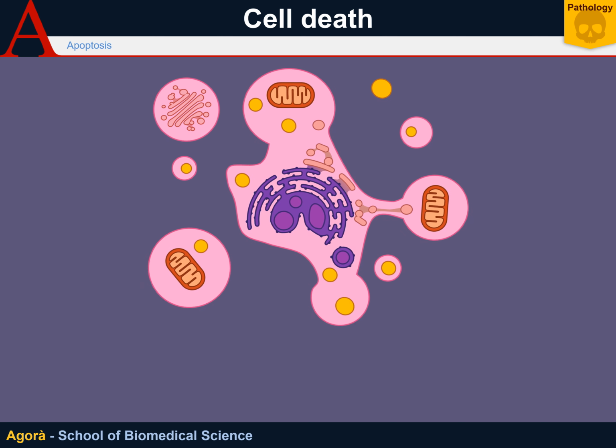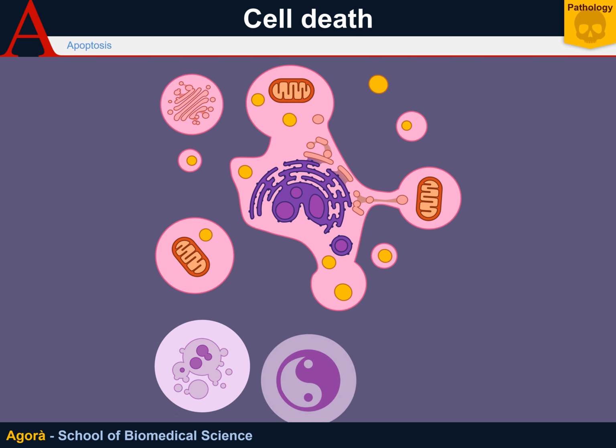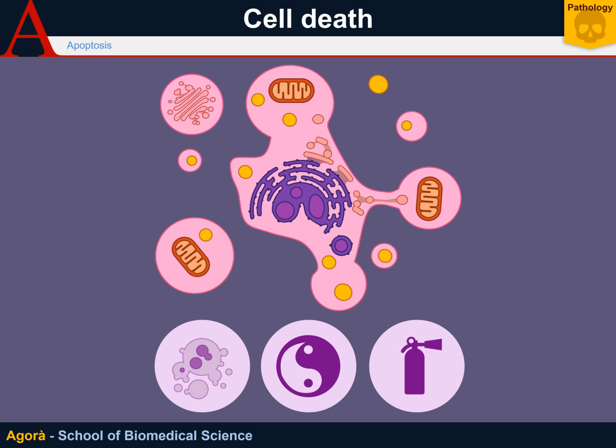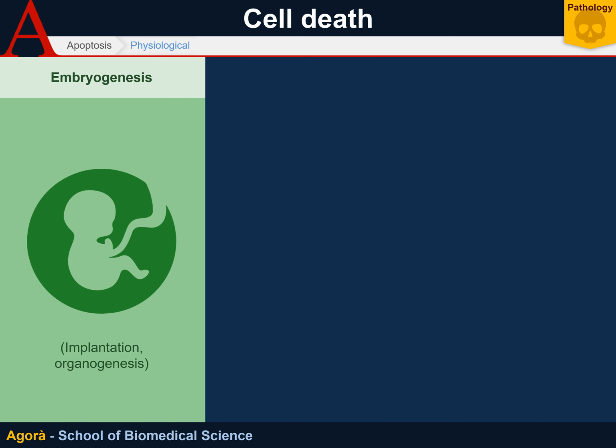In fact, not only does it prevent the inflammatory phenomena of necrosis, but it also leads to the production of molecules suppressing inflammation. Physiological apoptosis can be observed in embryogenesis, during which its role is to destroy structures that don't have to be present in the near-term fetus, as for example, the membrane between the fingers of the hands.